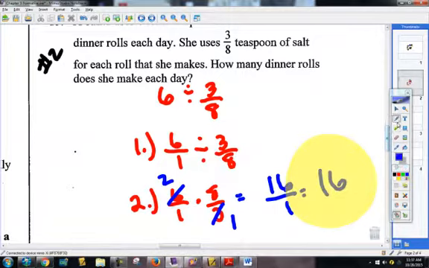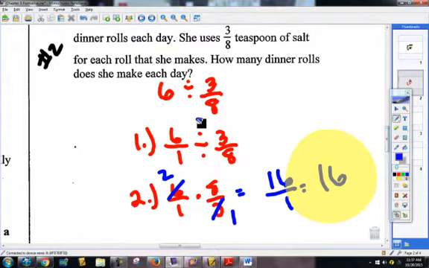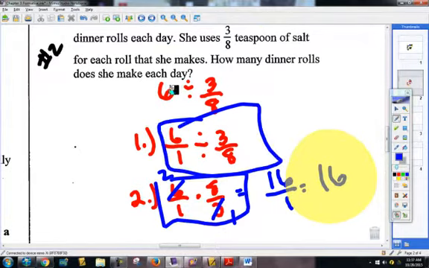Okay? Clear? So you must have this work. You must have the 2 steps there. If you didn't have the 2 steps, it's wrong.